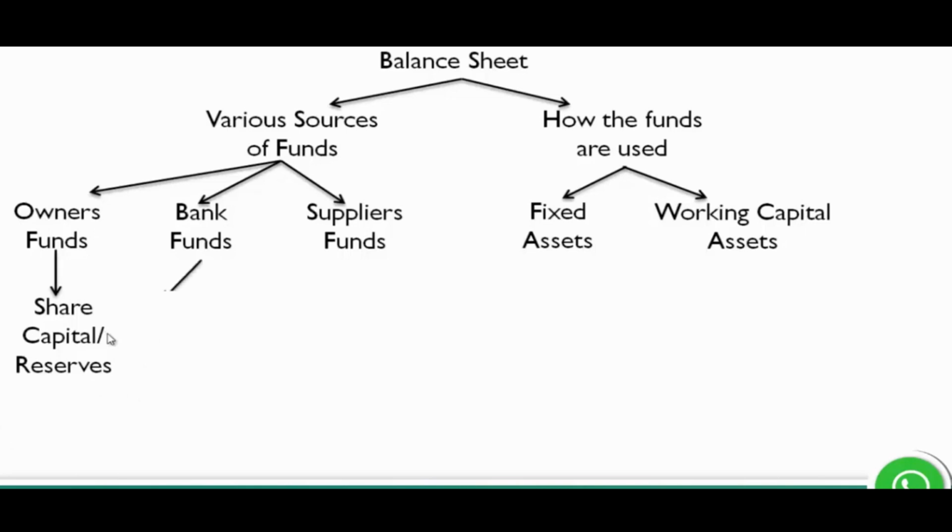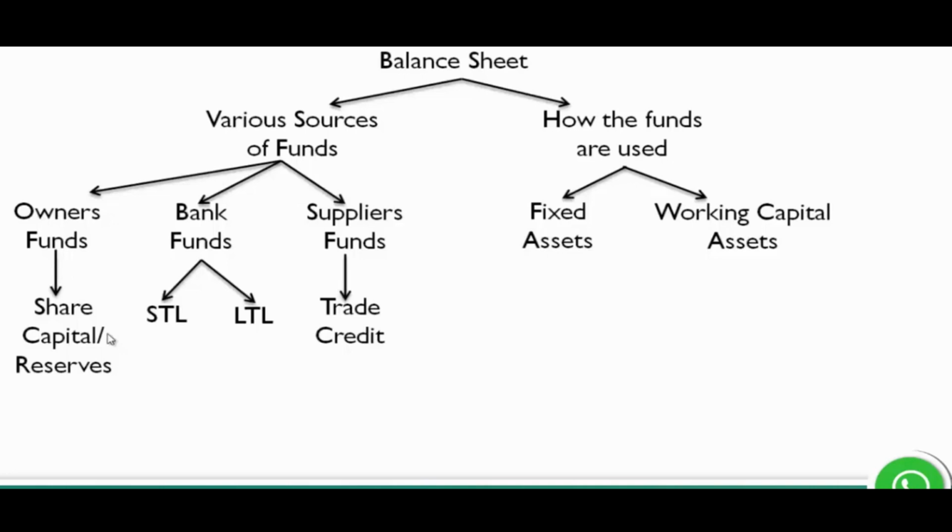And again, bank loans can also be in two forms. One, it can be a short-term loan, STL. The other one, it can be a long-term loan, LTL. And supplier funds can be in the form of trade credit. Fine. So now we have a little bit of an idea on the various sources of funds. And I was mentioning the uses can be for fixed and working capital.